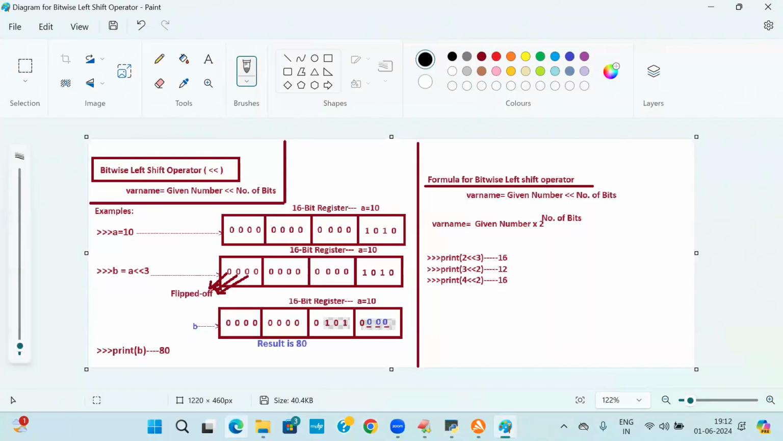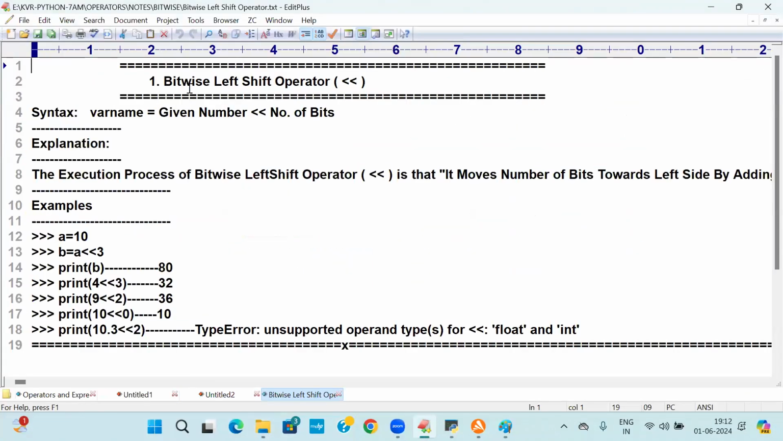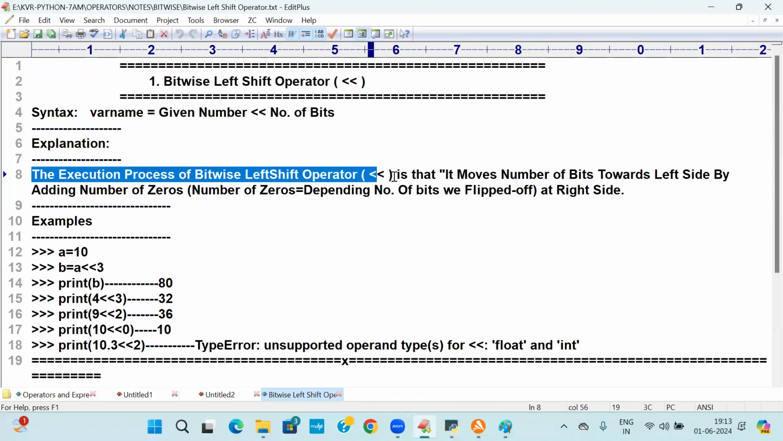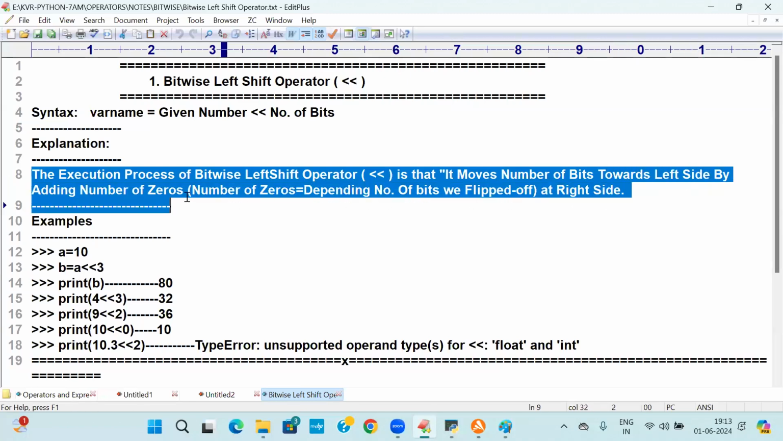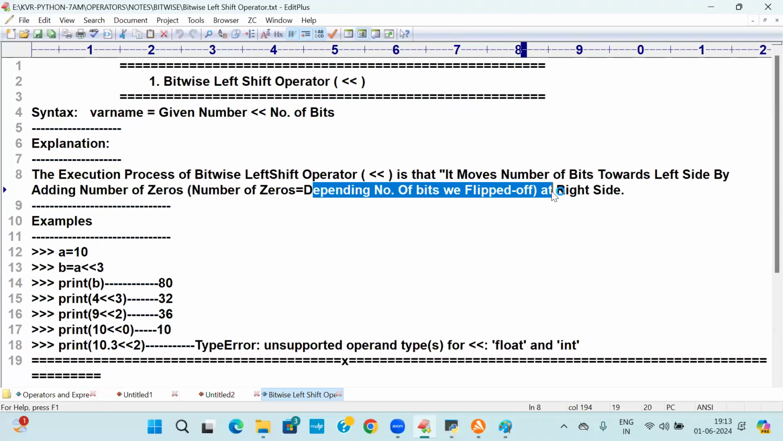Let me open the diagrammatic representation of this calculation I am going to show you. My dear students, please follow me. Start. Given number, number of bits. The execution process of the bitwise operator double less than is that it moves number of bits towards the left side by adding zeros at the right side. The number of zeros added on the right side is equal to the number of bits we flipped off. How many bits we are flipping off, that many zeros we add at the right side.